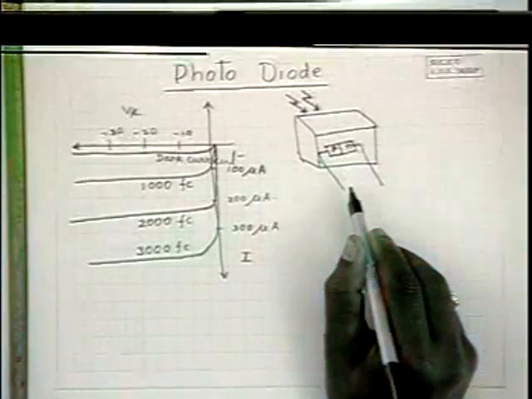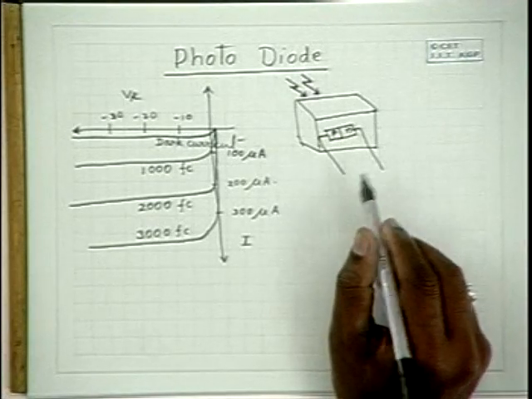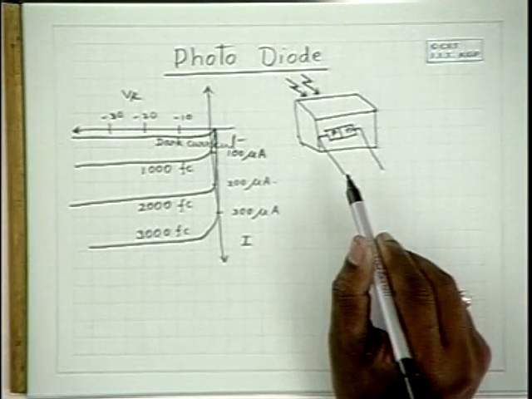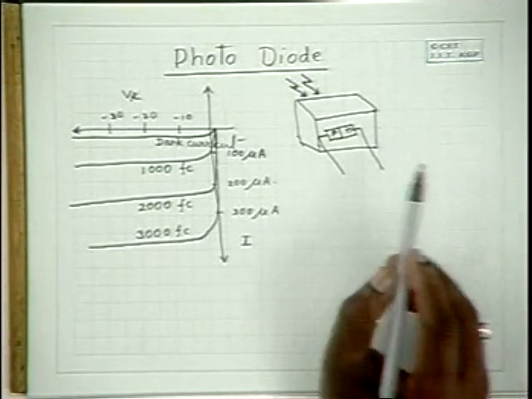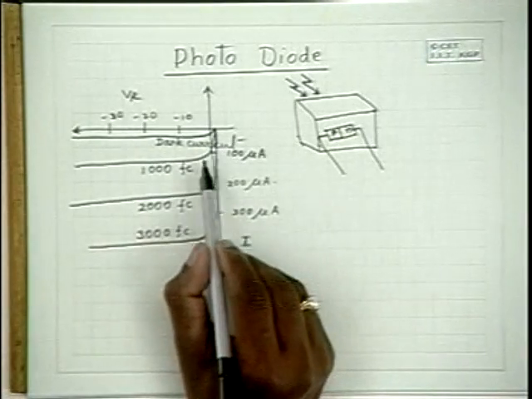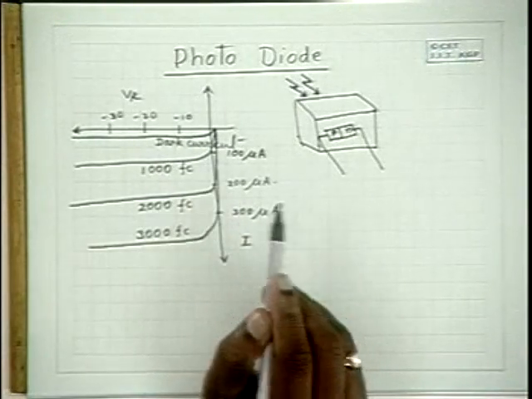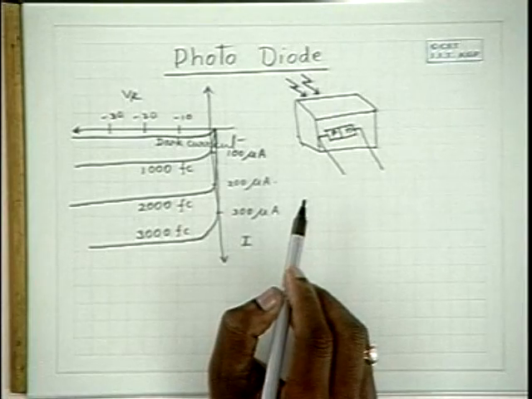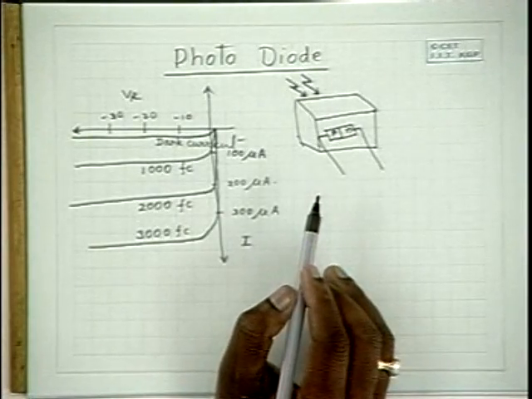So it is usually operated in the reverse direction, under reverse bias. This is the kind of characteristics a photodiode exhibits under reverse bias. But first let us understand the characteristics, and then we shall get into the physics of it. We shall understand the working of it.